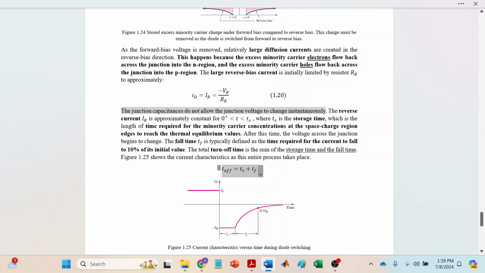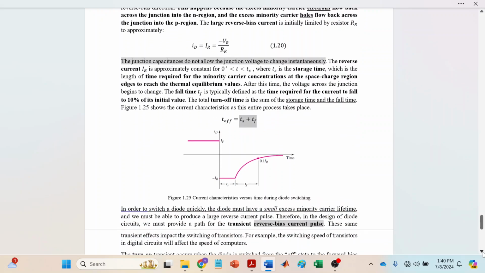So the turn off time, the time at which you actually press the switch to turn it from on to off, is not instantaneous. The turn off time is equal to the storage time plus the fall time. So what is the storage time? The storage time is the time required for the minority carriers in the space charge region to reach thermal equilibrium. Remember, we are turning the diode off, so the minority carriers have to go back to their original position. So you have to take into account the time before they reach equilibrium. Then you have to take into account the fall time, the time required for the current to fall to 10% of its initial value. It is after that time that the diode will turn off.